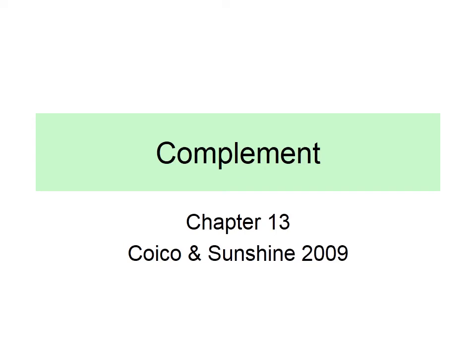Today we'll talk about the role of complement. This chapter deals with different components and pathways of complement, how we regulate them, especially what the functions of anaphylatoxins are, and how you regulate complement activity in the body.